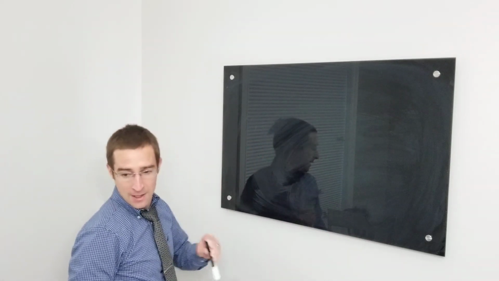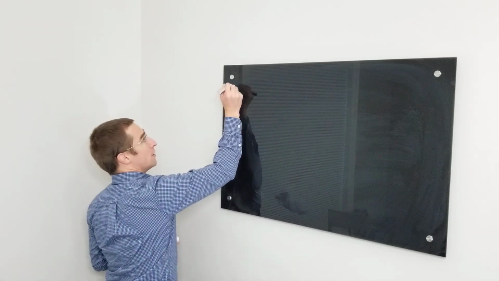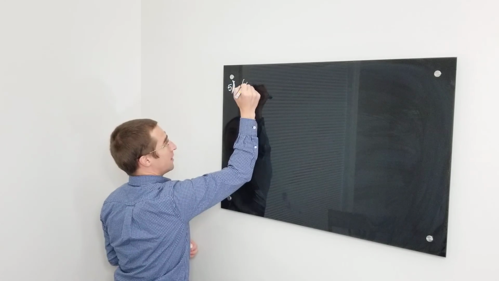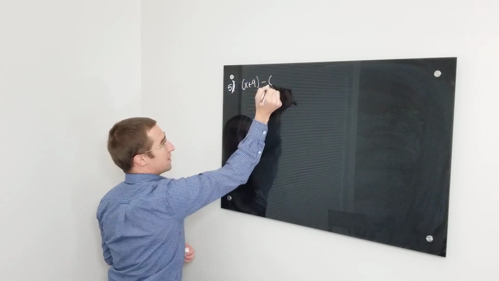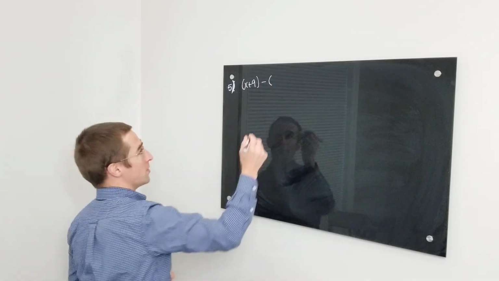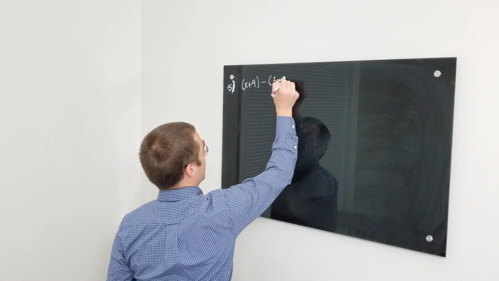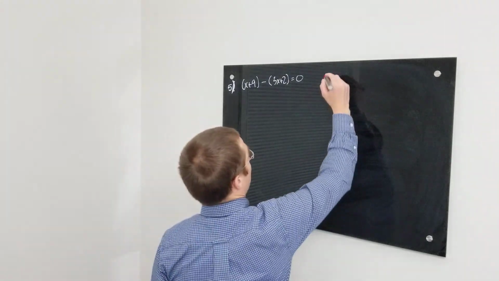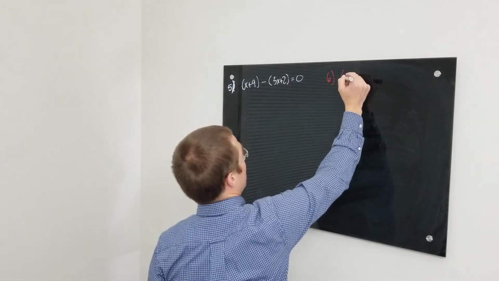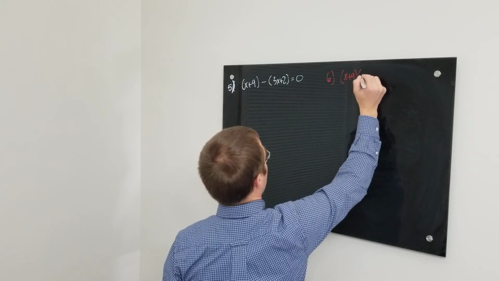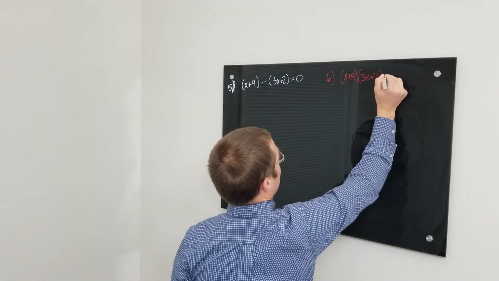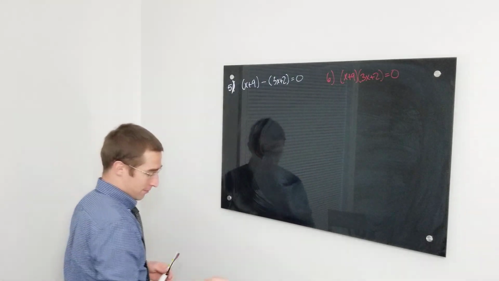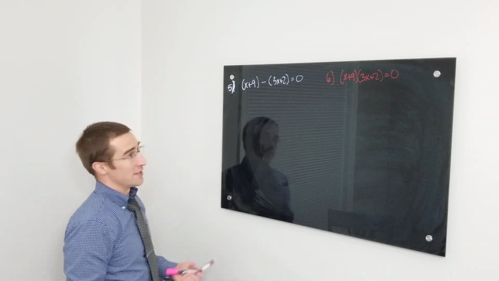Let's go, problem 5. So here we've got x plus 9 minus 3x plus 2 equals 0. And then problem 6, we have x plus 9 times 3x plus 2 equals 0. Alright, let's say we want to solve these.